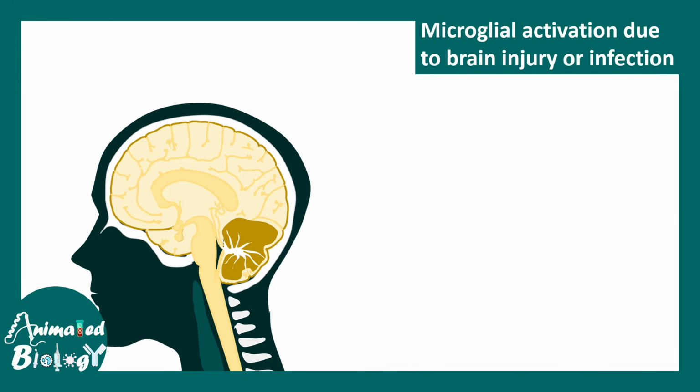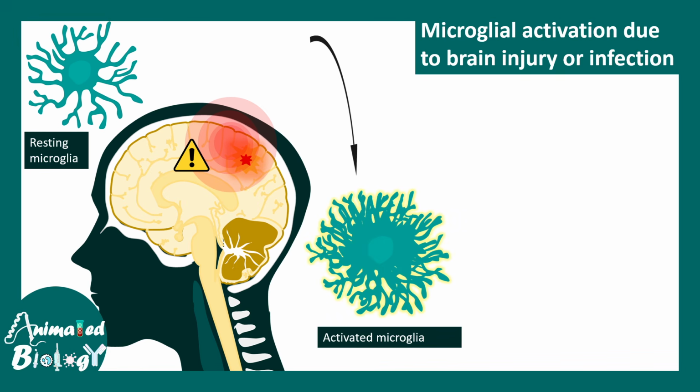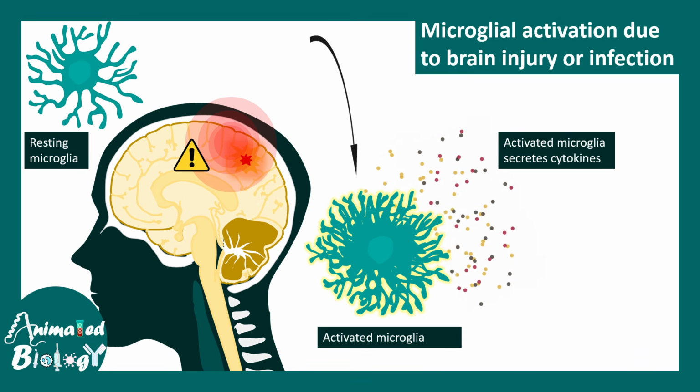Now, microglial activation happens due to brain injury. When there is a brain injury, resting microglia get converted into activated microglia. Activated and resting microglia are very different. Resting microglia have long processes which are surveilling for pathogens or debris, whereas activated microglia are more bushy and have fewer processes. Activated microglia also secrete cytokines.